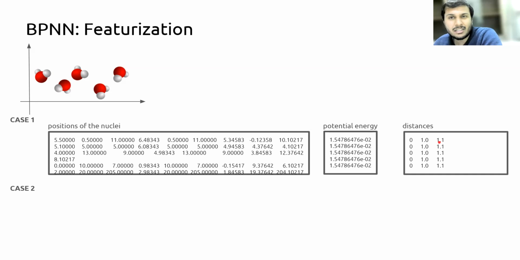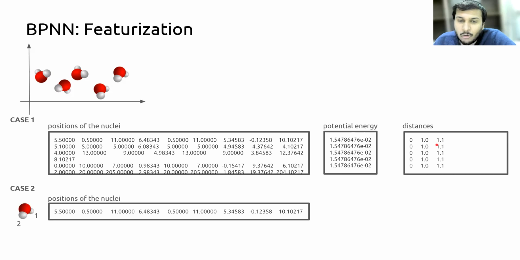So the idea behind featureization is to apply as many symmetries of the system as you know. And in this case, for example, going from your raw positions to distances kind of makes it invariant to translations and rotations. Okay, now we take the second case of representing data.